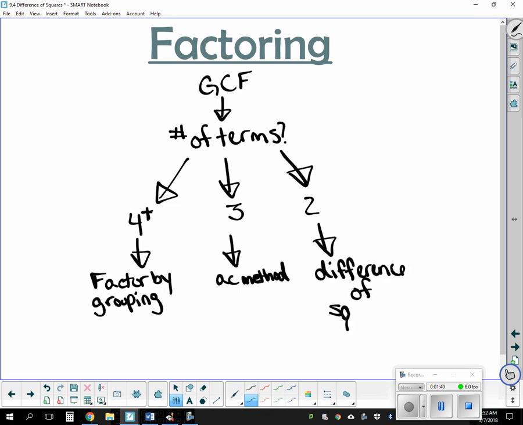So I give you this because a lot of times students will say, well, I don't know which way to factor. Well, follow this through. Always start with the GCF, and then the way you will continue to factor depends on how many terms you have.